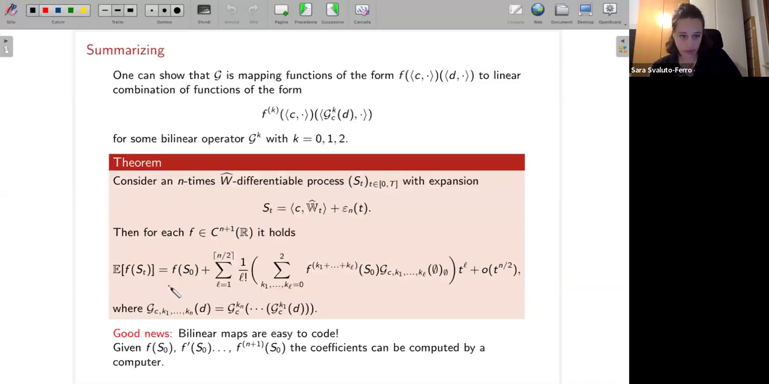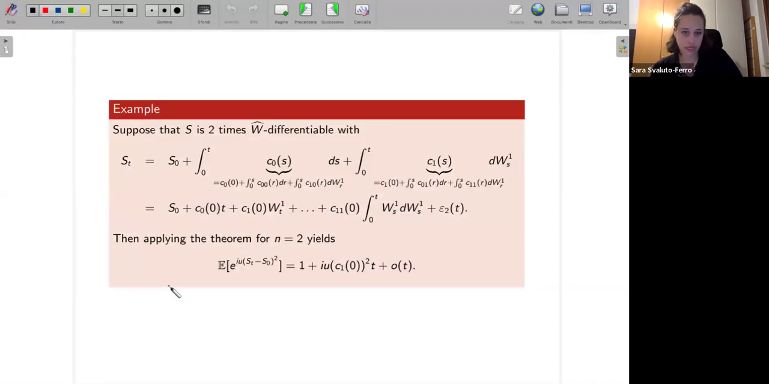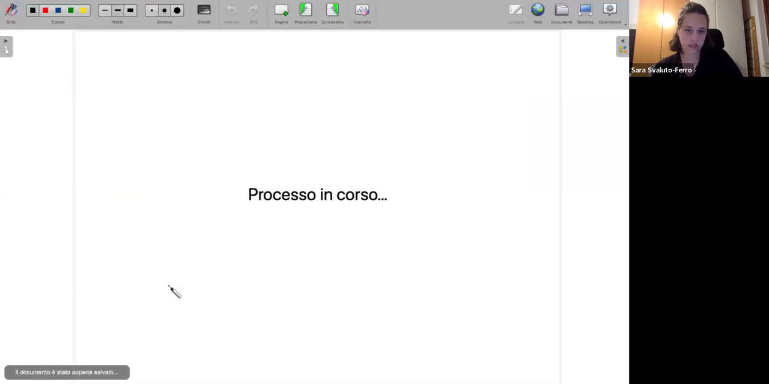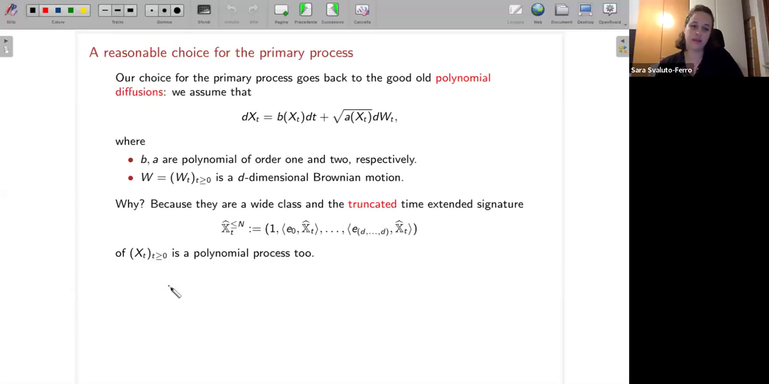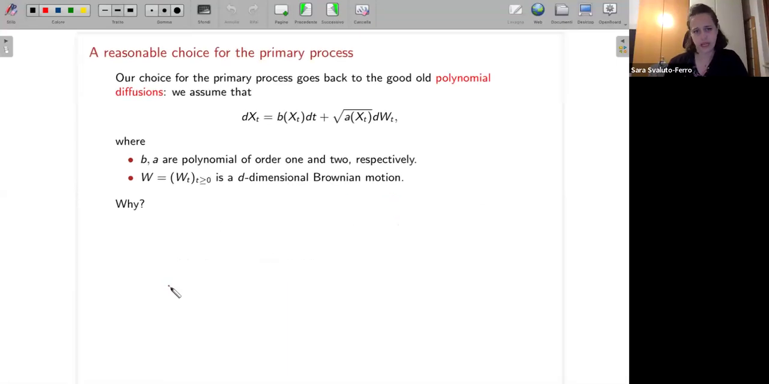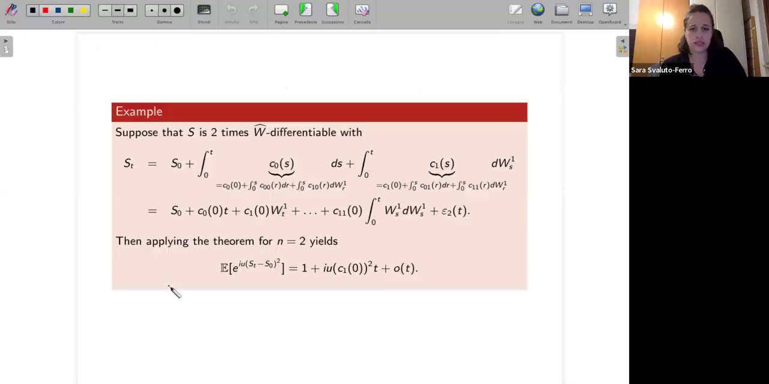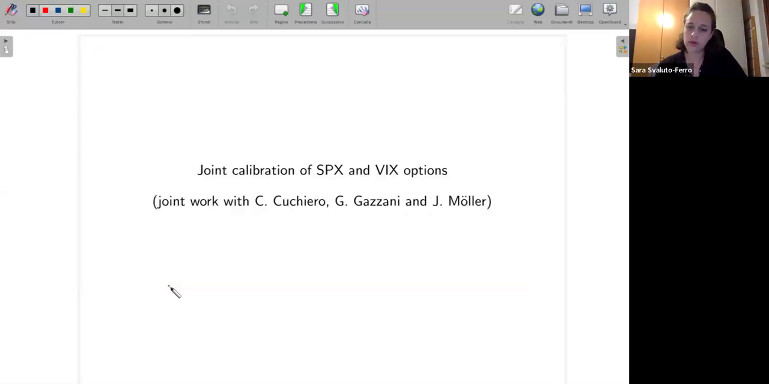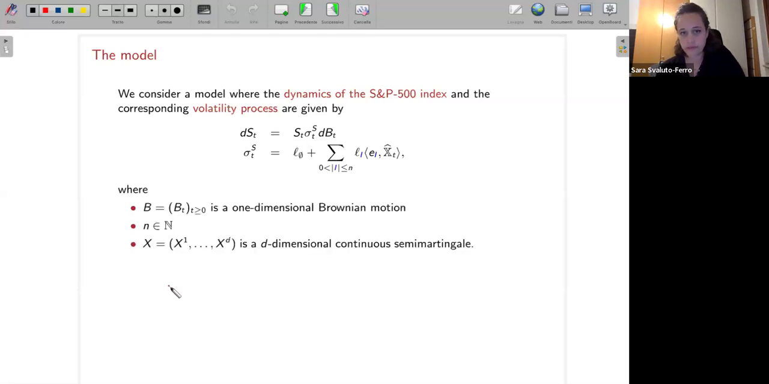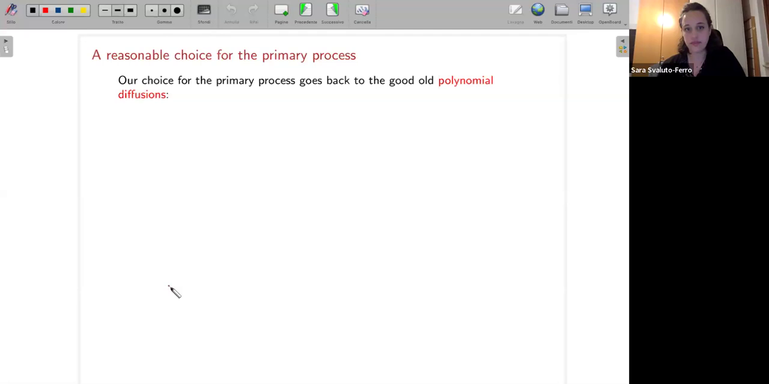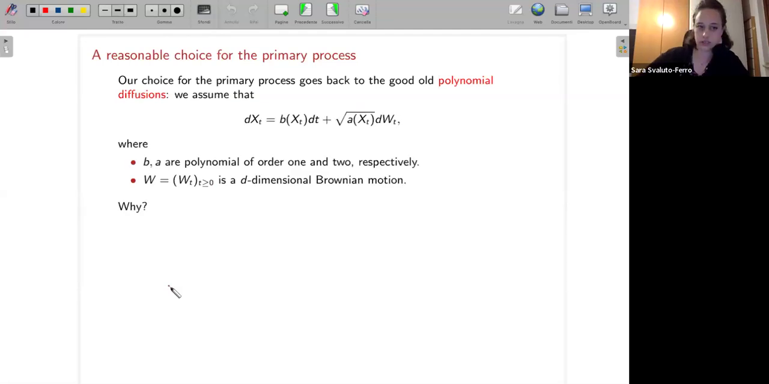To conclude, maybe let me mention this. Together also with Janka Müller, who was another colleague in Vienna, since we are good in computing expectations, we also did a joint calibration of the price and the VIX, writing the VIX as a conditional expectation.